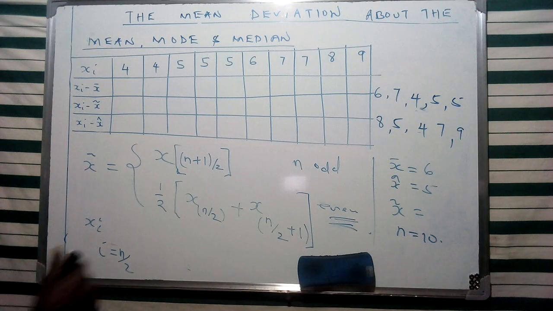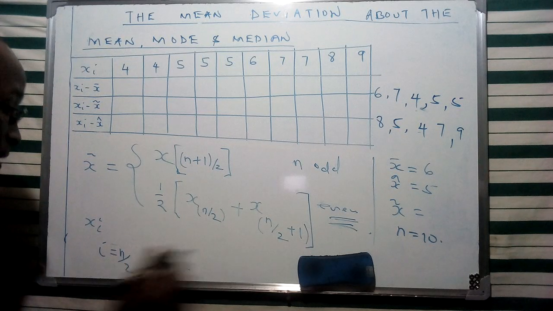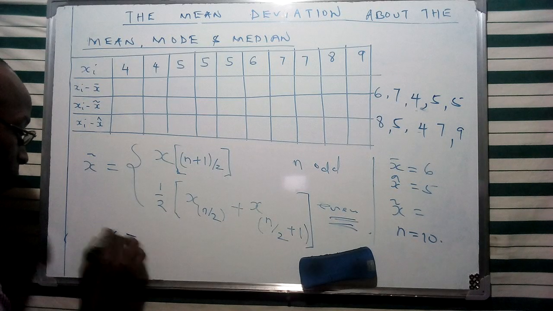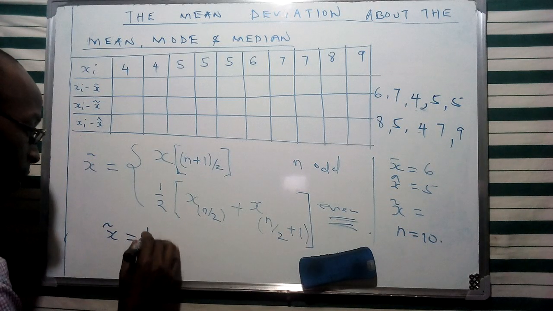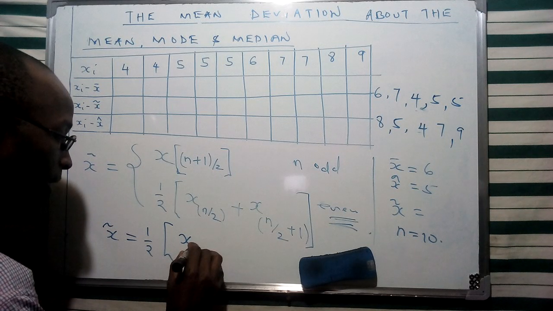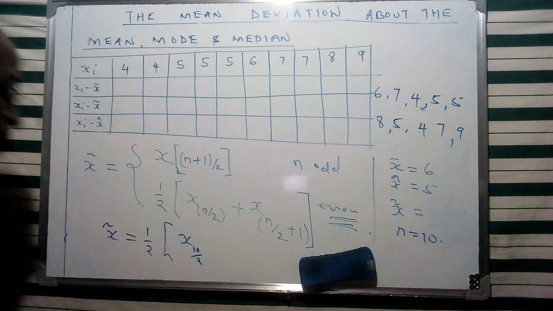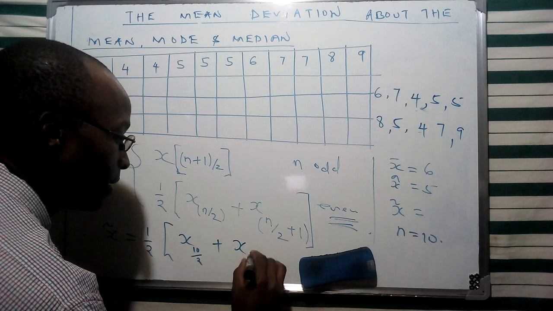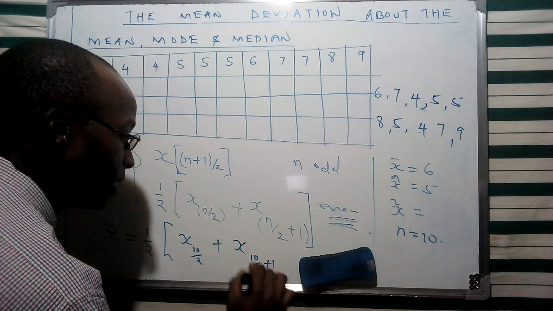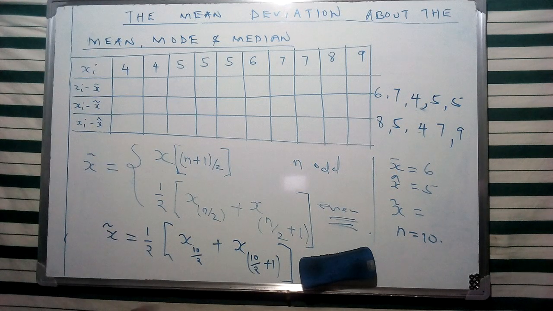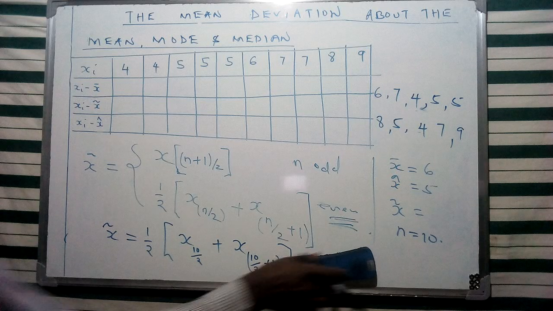Therefore, we're going to consider the second case for finding our median. We shall have our median given as a half times x of 10 divided by 2, which forms our i, plus x of 10 divided by 2 plus 1. The values of this specific distribution for these two positions are going to give us our median.